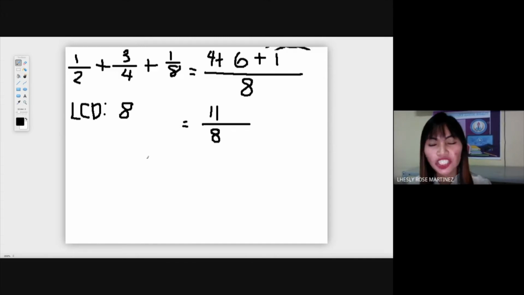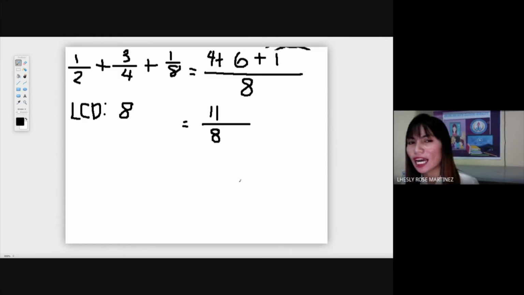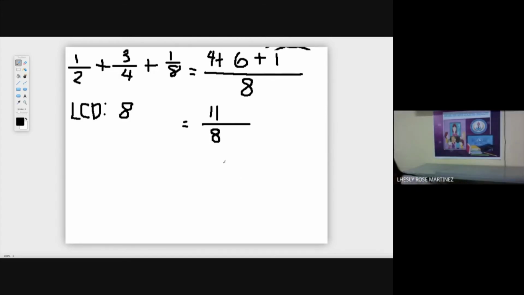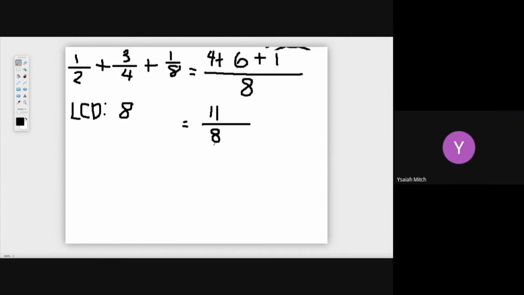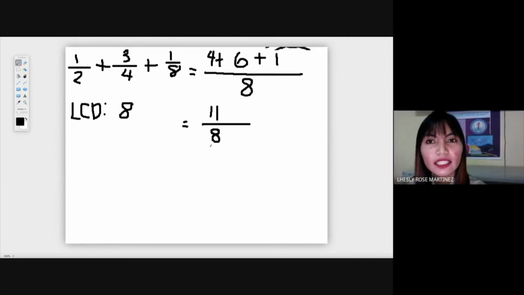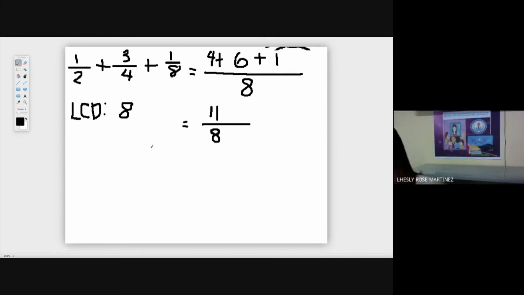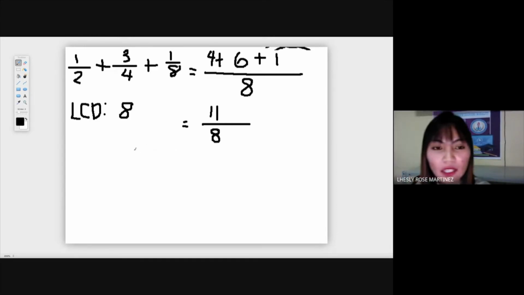So how did we change an improper fraction to a mixed number? Anyone who still remembers the process in changing the improper fraction to a mixed number? Let's see if anyone still remembers. Isaiah, Mitch, what will we do? Divide? Divide what? Divide? Okay, that is correct. We need to divide the numerator by the denominator.